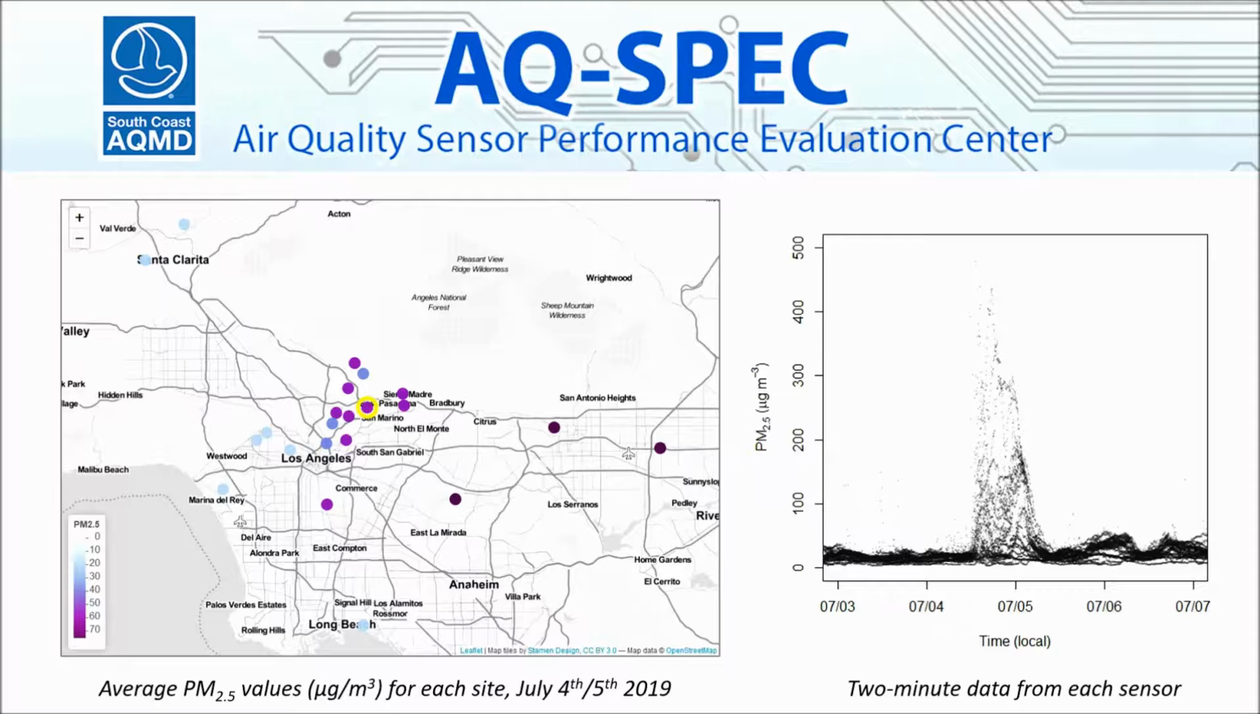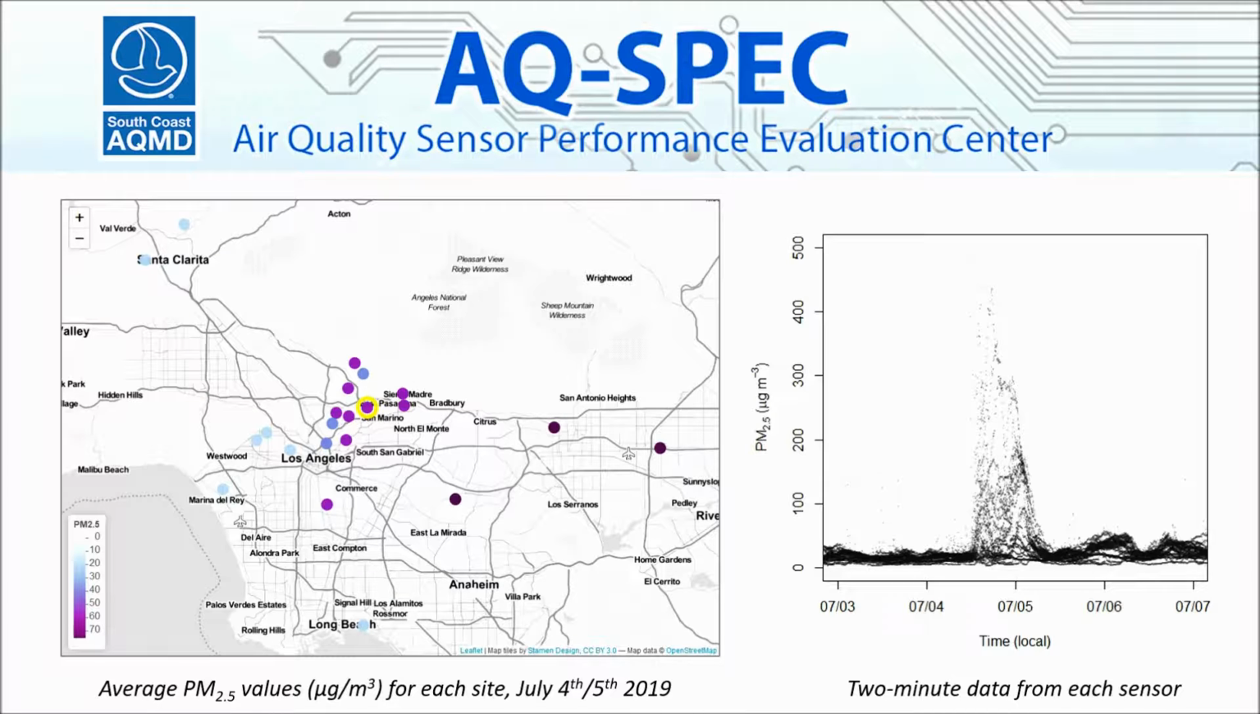But not only can we take these big zoomed out views with these sensor networks, the value is having the spatial variability available to us and the high time resolution data. So here we're showing the average PM 2.5 values for each sensor that was active on the 4th and 5th of July that just passed in 2019. And again, the light blue is lower PM 2.5 levels and the purple is higher.